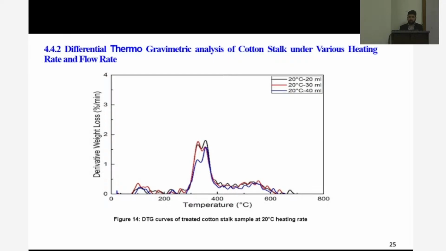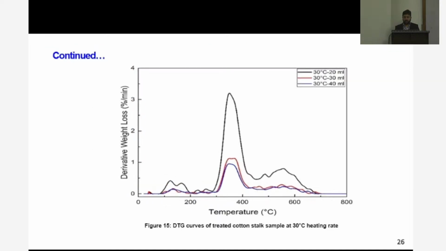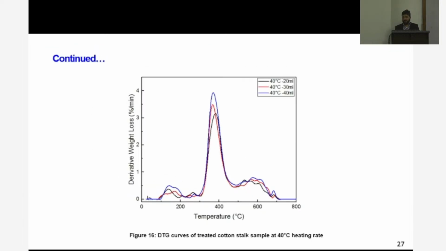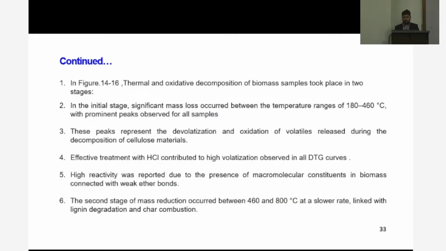Then we have a differential thermogravimetric analysis of cotton stalk under various heating rates and flow rates, and there is quite significant variation on the basis of heating rate and flow rate. From all the DTGs, within the range of 400 to 800 degrees C, it was observed that the sample has gone through good decomposition, and the solution that was being used for the main purpose was completely utilized.